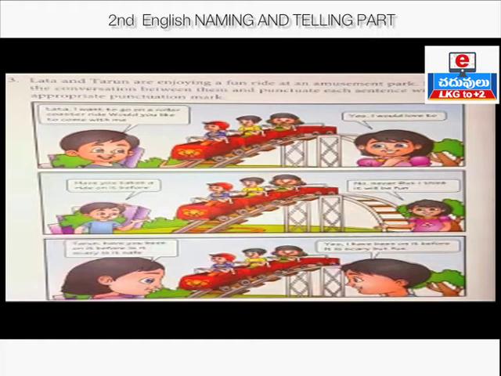Now let us see a little story about Lata and Tarun. They both went to an amusement park. Lata and Tarun are enjoying a fun ride at an amusement park. Read the conversation between them and punctuate each sentence with the appropriate punctuation mark. Children, you have to do this.